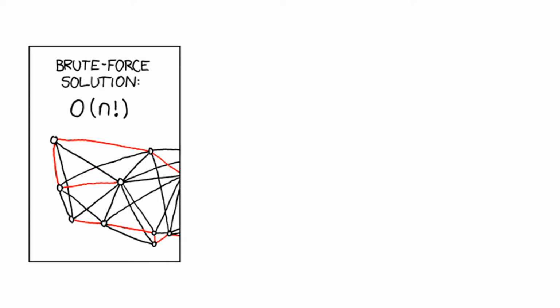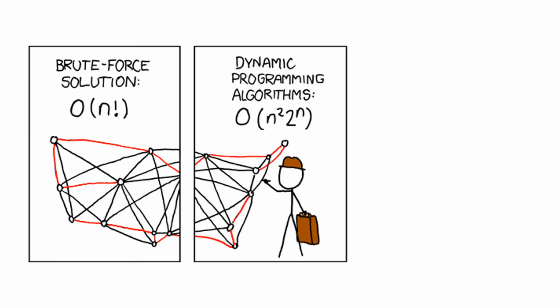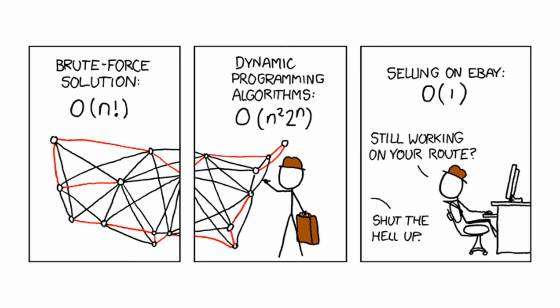So the brute force solution has an order of n factorial. Mathematicians have figured out some clever tricks and are able to come up with better algorithms that have an order of 2 to the n that are exponential. But they can't do better than exponential. That is, unless, of course, you decide not to travel and just sell your wares on eBay. And that would be a constant order of complexity.